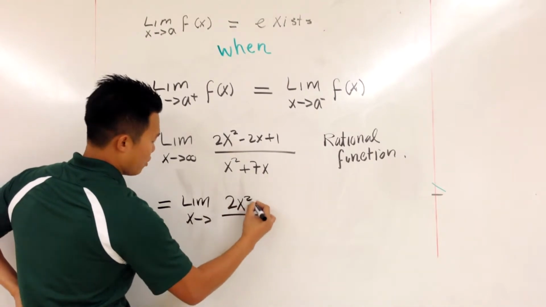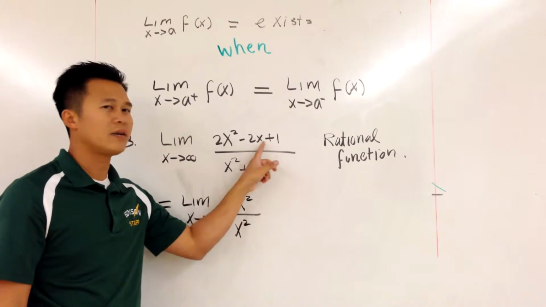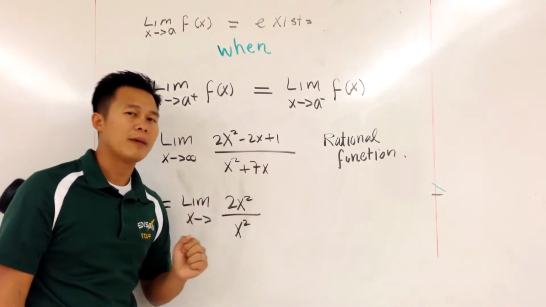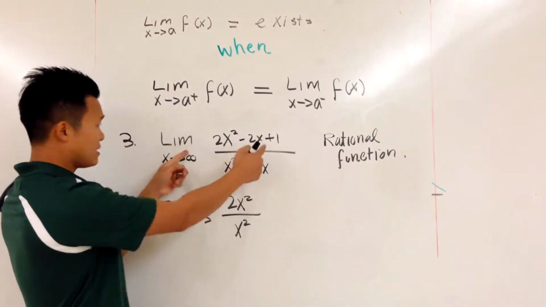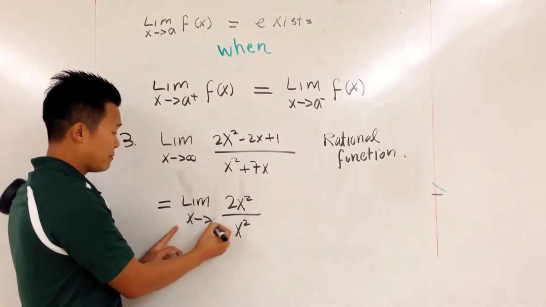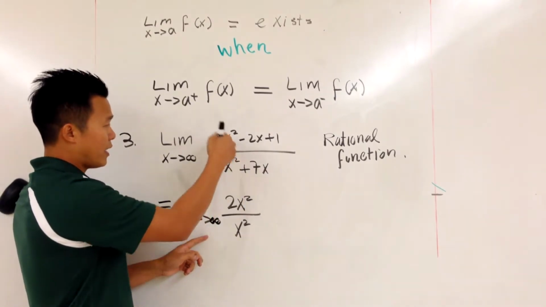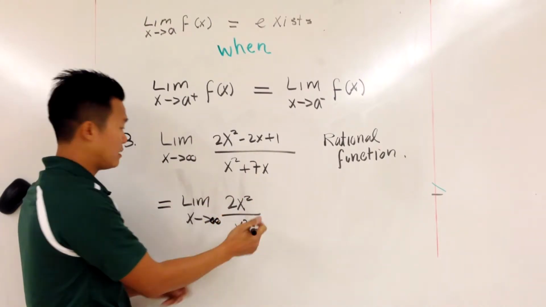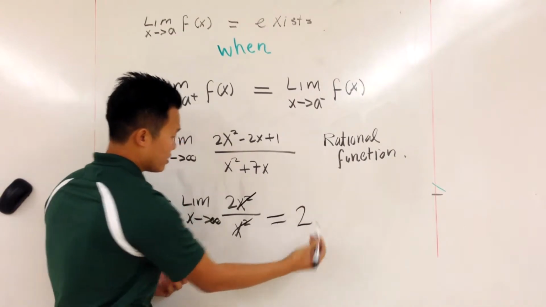In this case, when x gets big, the only thing that matters is 2x squared over x squared. That's the only thing that matters. These other terms are going to be very small, and therefore it doesn't really matter. So this limit is equal to the same thing as this limit when x gets big, and you can just rewrite the leading term of the numerator and the denominator. Now cancel these out, and therefore you get 2.